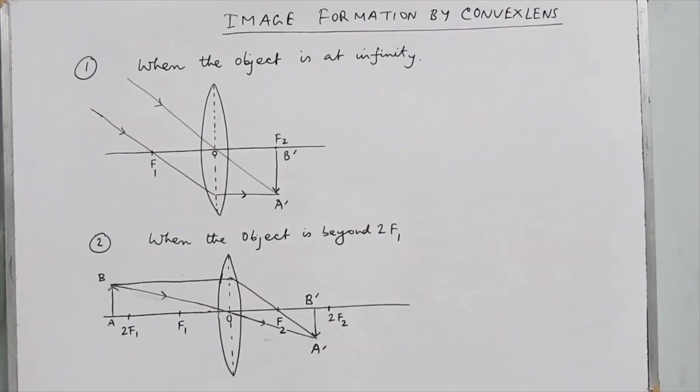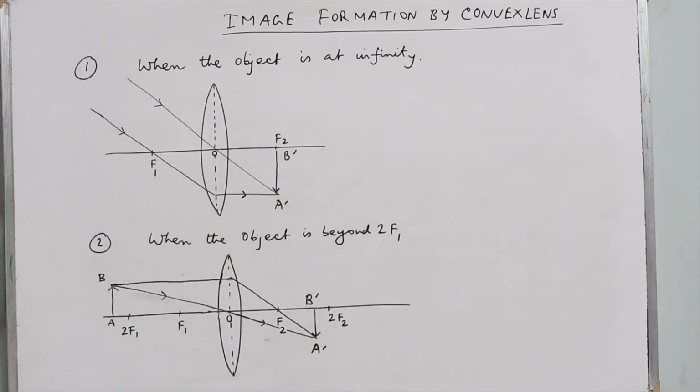So now we consider image formation by a convex lens, and the first case is when the object is at infinity. Now here infinity means the object is very far away from the convex lens, and suppose there is an object AB which is placed very far away from the convex lens and which is actually a distant object, so we say it is at infinity.